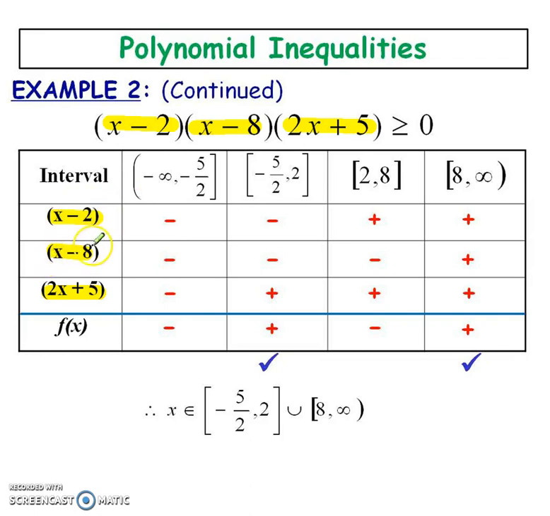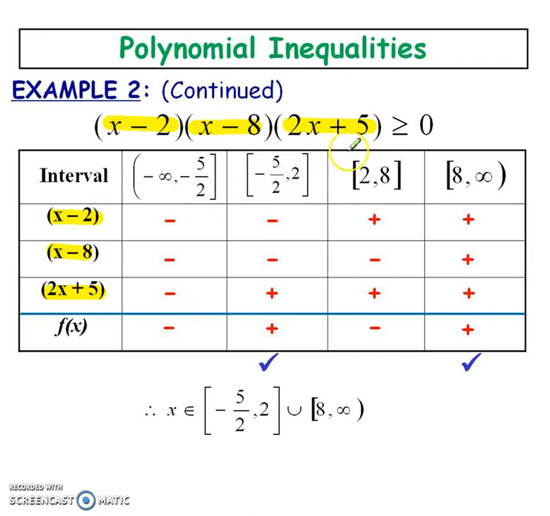Negative 100 minus 8 is a negative number. And 2 times negative 100 plus 5 is a negative number. So within this region of the graph, a negative times a negative times a negative, I'm going to have a negative part of the graph. All of my y values are going to be negative. Okay, so it's going to be below the x-axis.